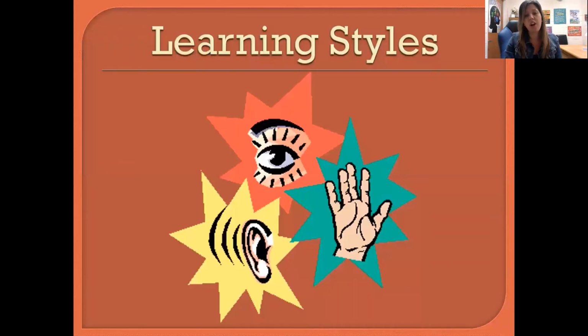There are three main learning styles. Those students that learn best with their eyes are called visual learners. When students learn best with their ears or hearing, they're called auditory learners. And if you learn best with your hands, you are called a kinesthetic or tactile learner.